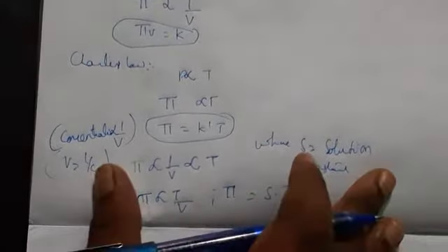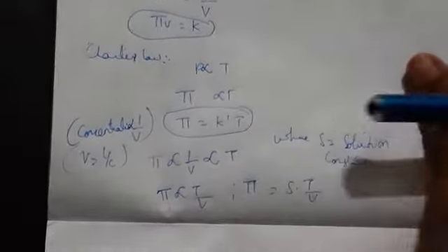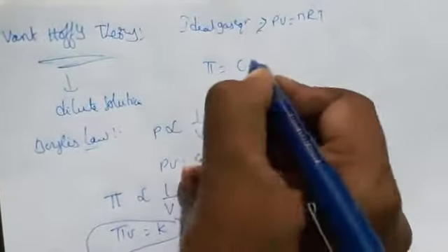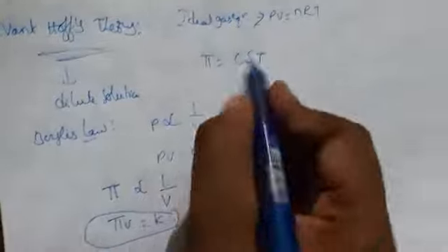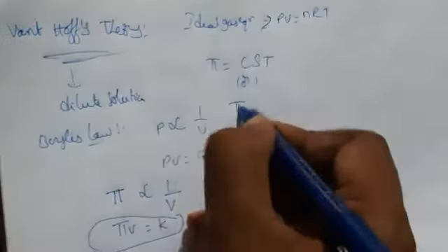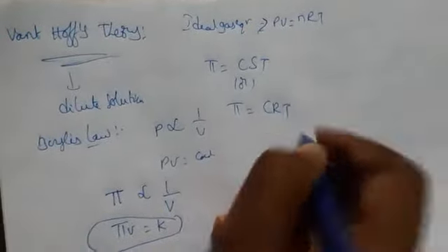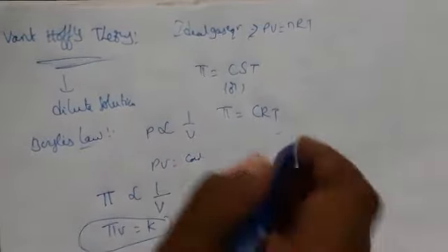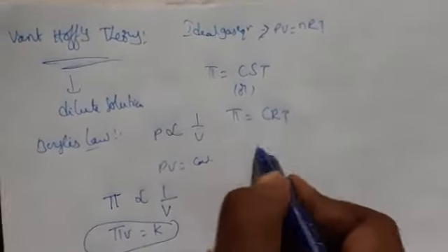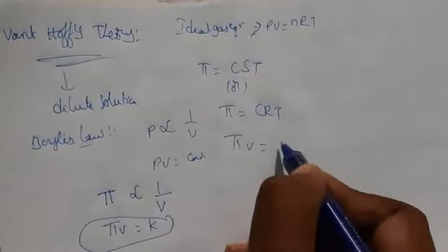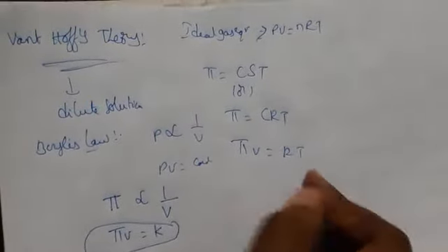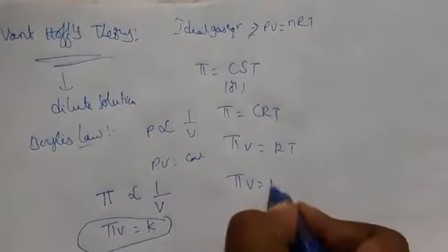1 by V is nothing but what here? Concentration. So by this what we are going to get? Pi is equal to CST, or we can write it as pi is equal to CRT. Okay. So where C is 1 by V, that is pi V is equal to RT. So by this pi V is equal to nRT.